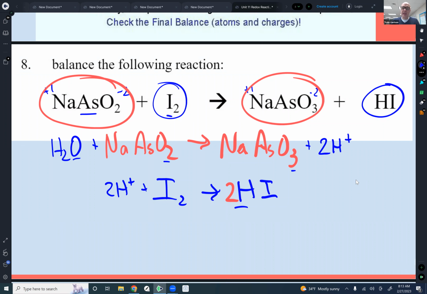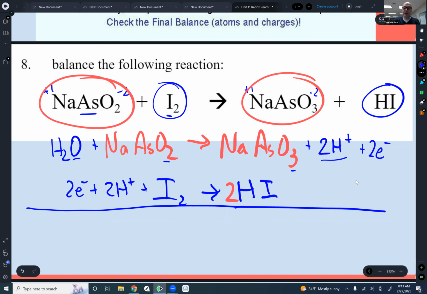Step 5 says that we need to balance the charges. We'll notice here that there are 2 positives. So that means I need to add 2 electrons, which have negative charges. Down below, I will add the similar 2 electrons down here. Now, all of my elements are balanced, all of my charges are balanced.